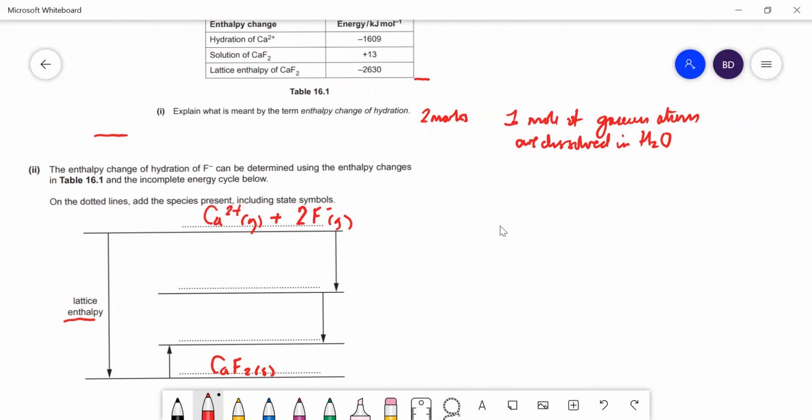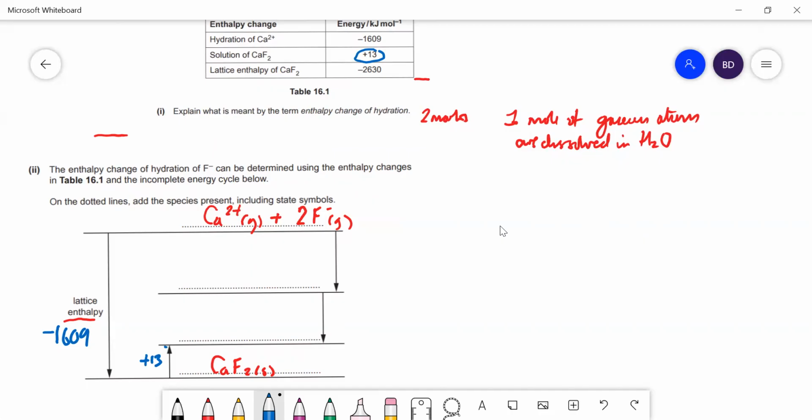It's probably worthwhile putting the numbers in here. We don't have to till the next question, but it probably will help. That's going to be minus 1609. Now the solution, well, that is endothermic. So that means the arrow should be going up. So that's this arrow here. This is the plus 13.